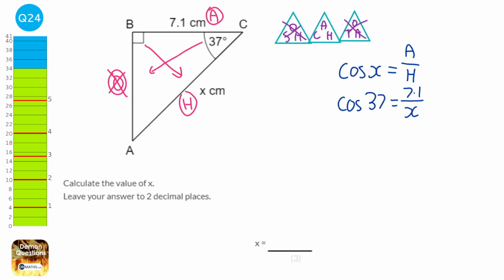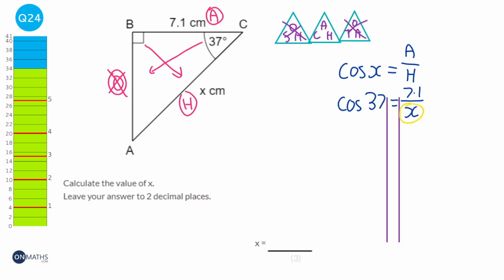Now, whenever you're in this situation, and we're just going to put our solving lines in because we're going to be solving this next, what you can do is swap the left hand side, it has to be the whole of the left hand side, with the x at the bottom. You can just swap those over, and effectively what we're doing is multiplying both sides by x and then dividing both sides by cos 37. So when we swap those over, we get x equals 7.1 over cos 37.